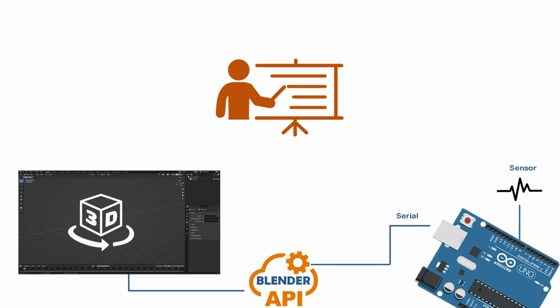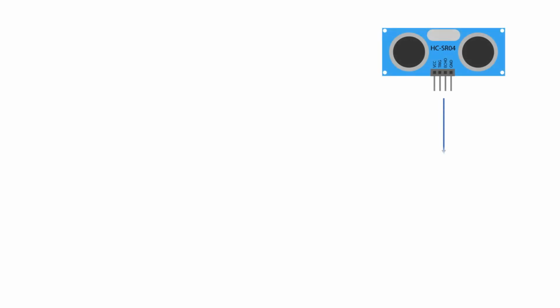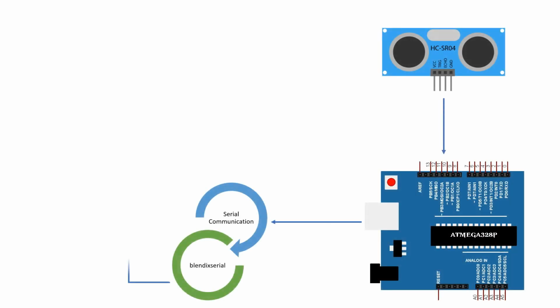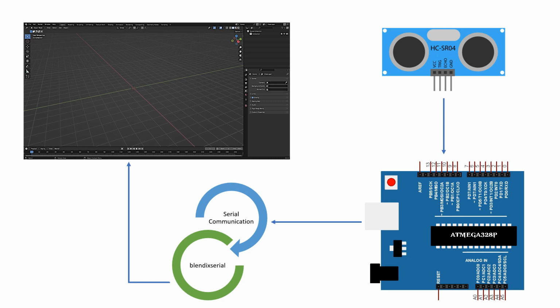In this first demonstration, we'll start by understanding the concept. We'll begin by reading data from the HC-SR04 sensor using Arduino. Then, we'll send this data to Blender, where we'll visualize it using Blender's 3D objects. This will be achieved using the Blendix Serial add-on and library.